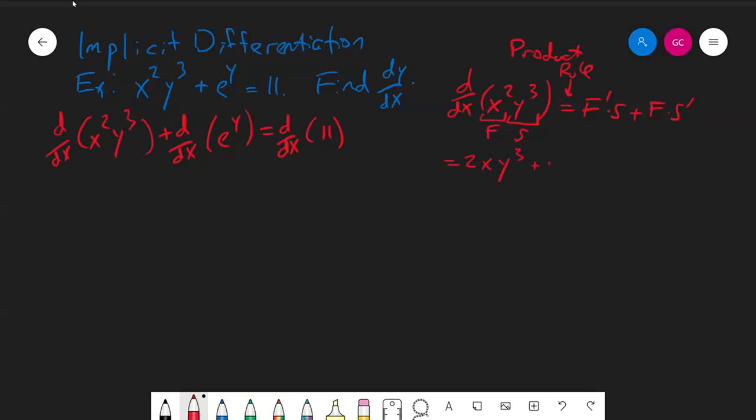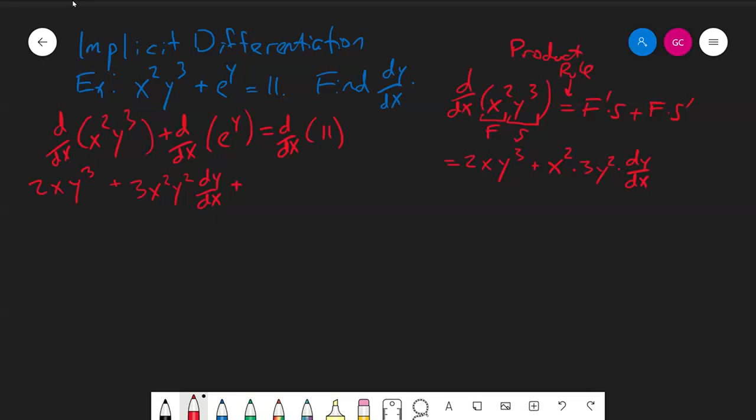Then I keep f, which is x squared, and take the derivative of the second function. The second function is y cubed, and since I'm taking the x derivative, remember that's a chain rule problem. So it's not just 3y squared, but in fact it's 3y squared times dy dx. So all of this goes in place of this first term here. So let's just go ahead and write that over here. 2xy cubed, and I'll just bring that 3 up front. So 3x squared y squared dy dx.